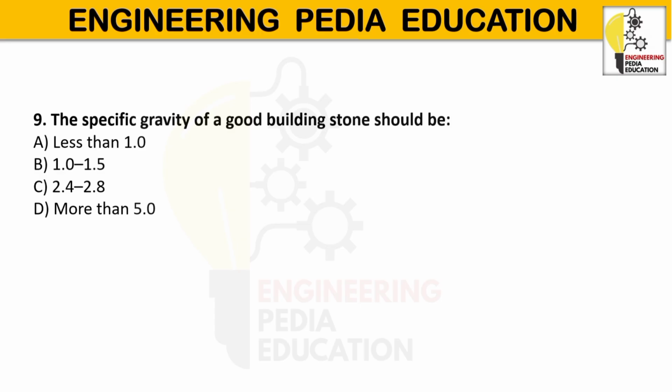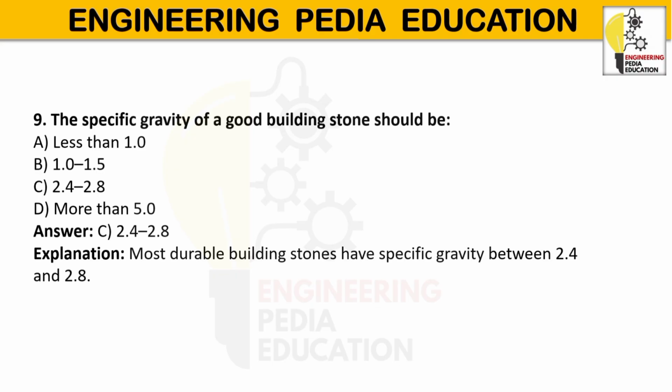The specific gravity of a good building stone should be: less than 1, 1.5, 2.4 to 2.8, or more than 5? So the correct answer is 2.4 to 2.8. Most durable building stones have a specific gravity between 2.4 and 2.8. Specific gravity is the ratio of the weight or density of a stone to the weight or density of water. For most building stones, it's 2.4 to 2.8.